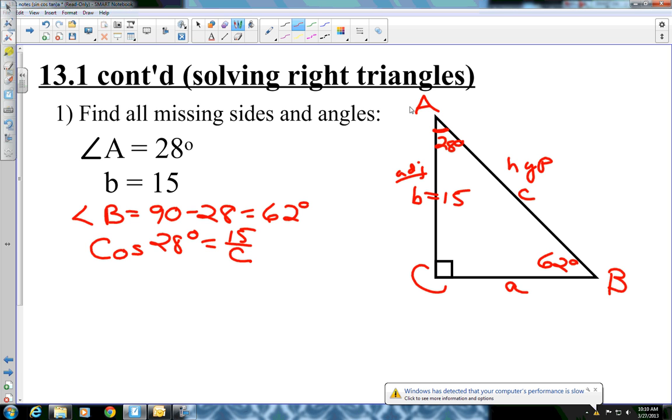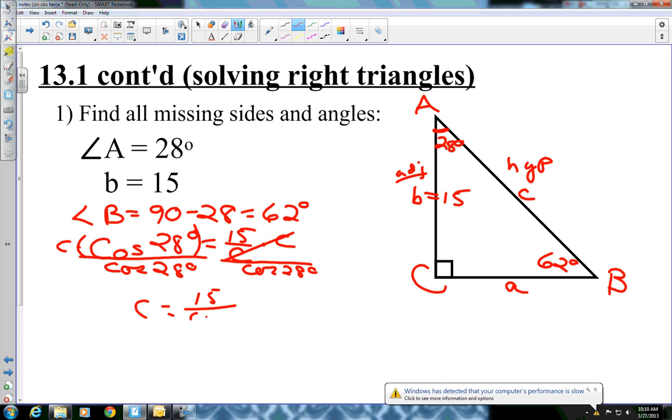Okay, so now I need to find what C is. So I need to get it out of the denominator, so I'm going to multiply both sides by C. And that cancels the C's on this side. Now I need to get C by itself, so I'm going to divide both sides by the cosine of 28 degrees. So I get C equals 15 over the cosine of 28 degrees.